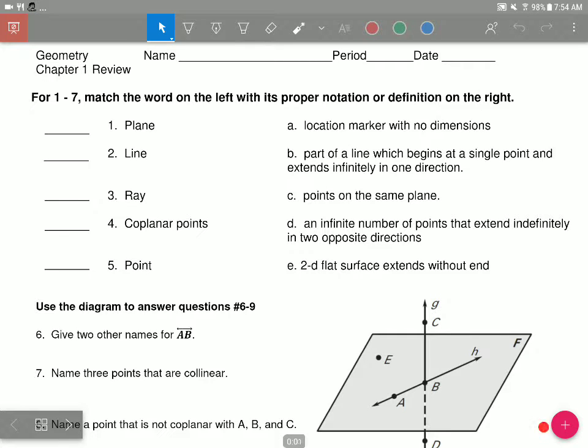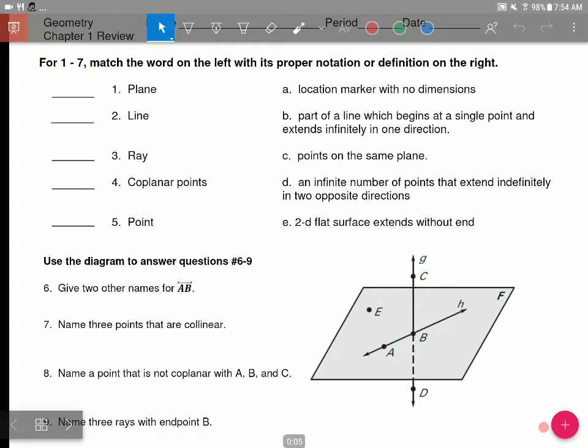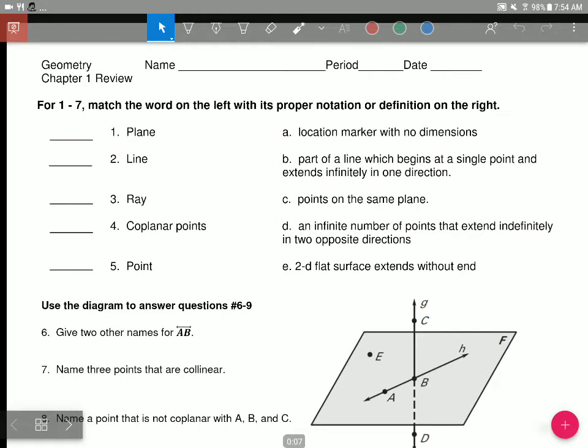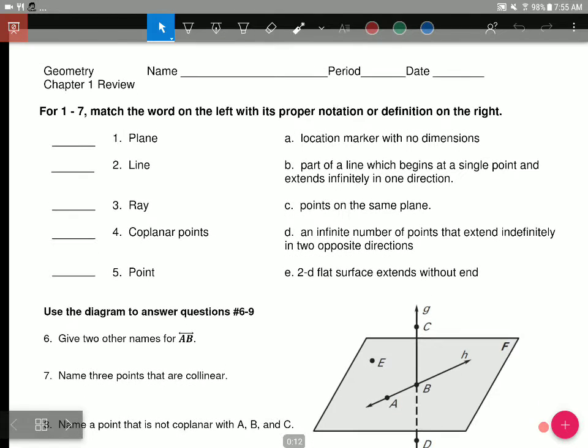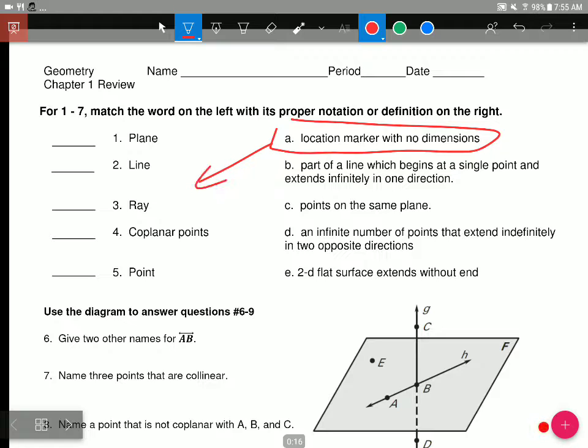Okay, this is the Geometry Chapter 1 1A review. We're basically going to do the first 9 questions right here. First of all, this is a matching, numbers 1 through 5. So like a location marker. I always try to go with the definitions. I work these backwards. So a location marker with no dimensions, well, that's just a point.